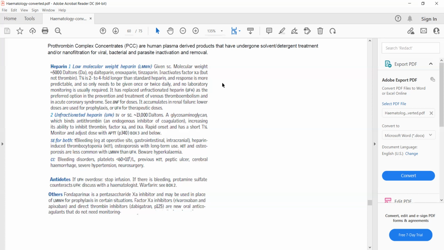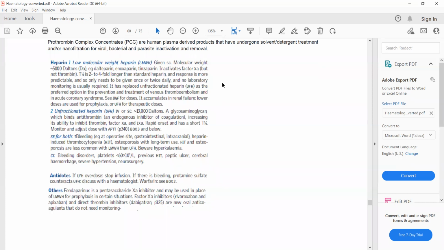So that's why it has replaced unfractionated heparin in the treatment of venous thromboembolism, acute MI, or non-ST-elevation MI, etc. The preferred drug in all these cases is low molecular weight heparin because it is more efficacious than unfractionated heparin.